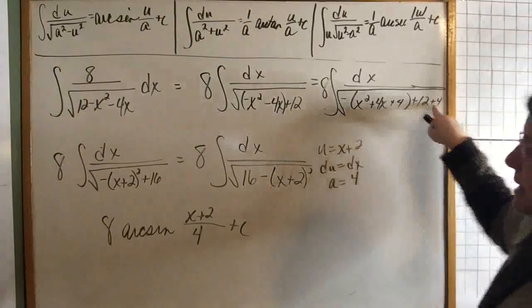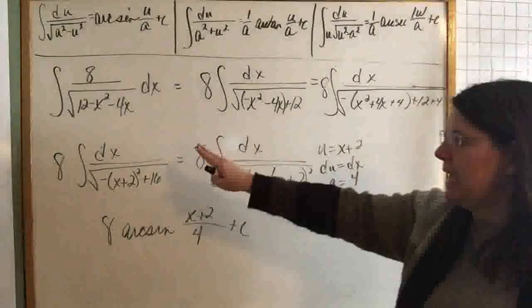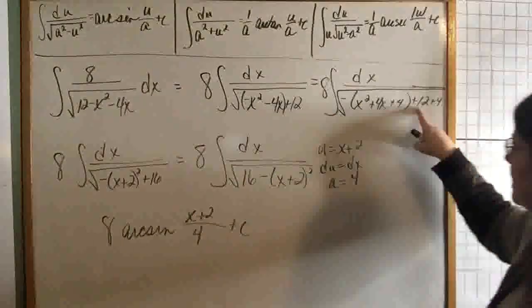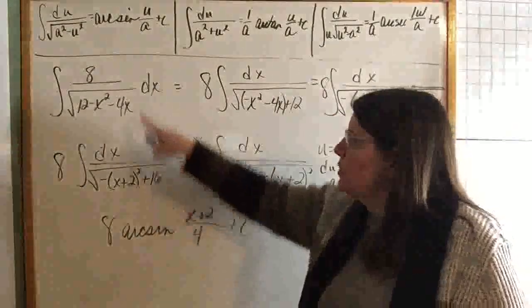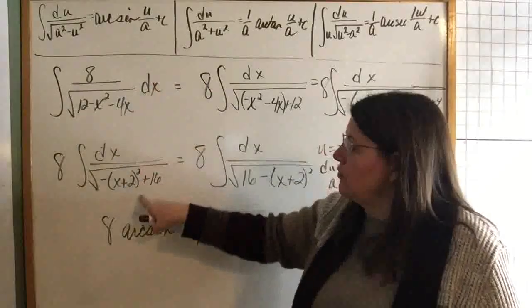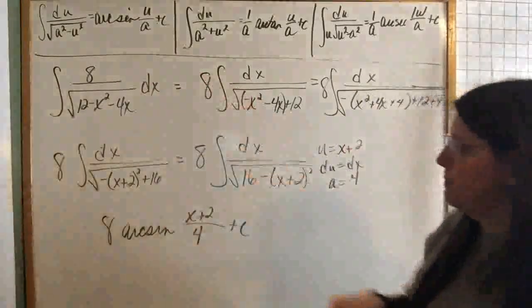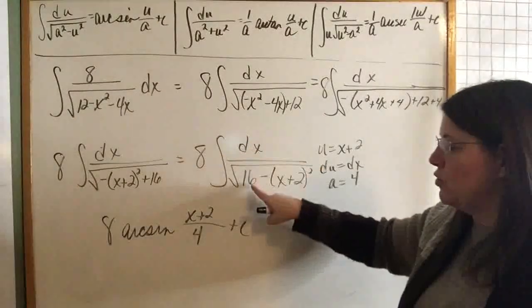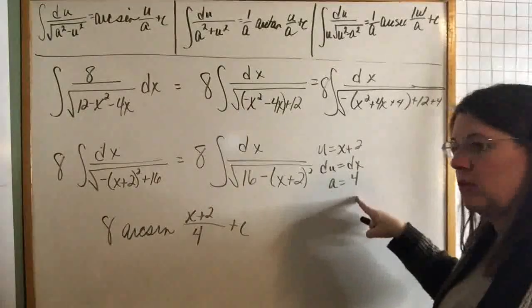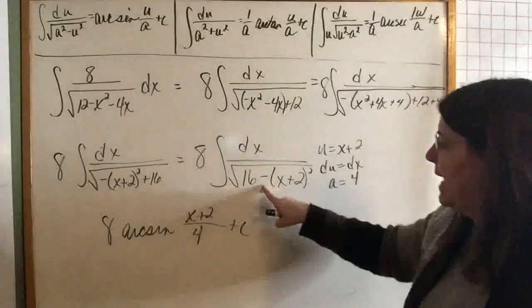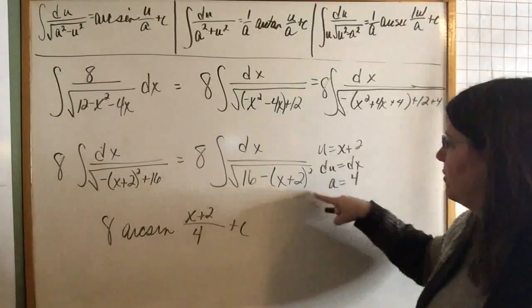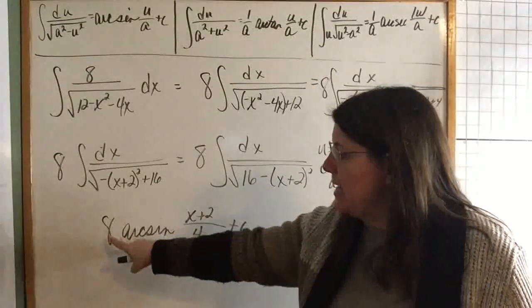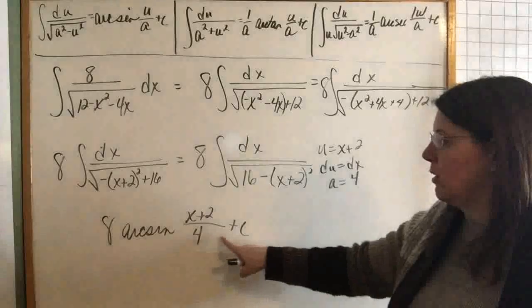Then I rewrite. I have 8 times the integral of dx over the square root of the opposite of (x plus 2) squared plus 16. Then I switch it around. That is a square root. There's nothing on the outside, so I know it's got to be an arc sine situation. I keep the 8 on the outside. I've got my dx on top, which is the du. I switch it around to 16, which will be my a squared, so a is 4, minus (x plus 2) squared. x plus 2 is my u. And then I can sub in to my formula. So 8 arc sine of (x plus 2) over 4, plus c.